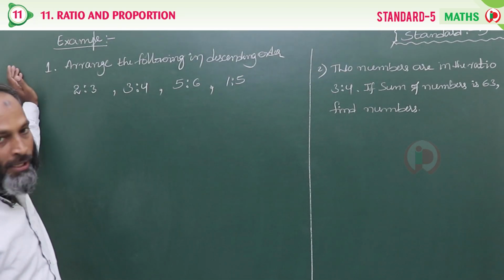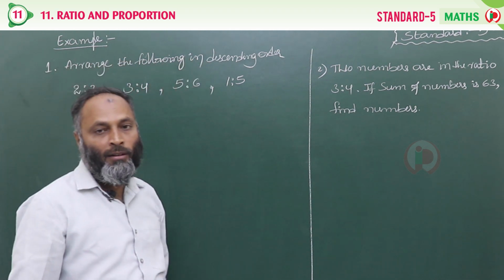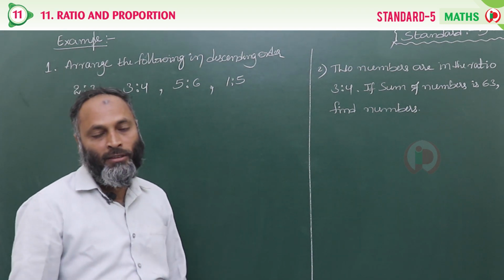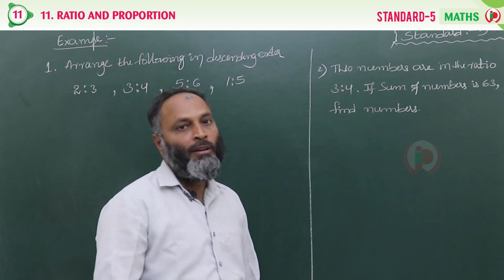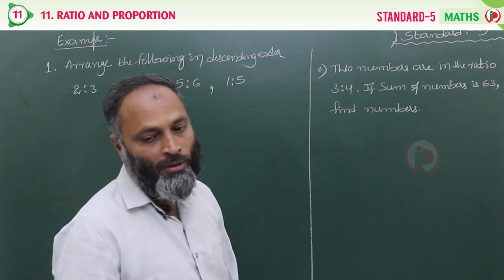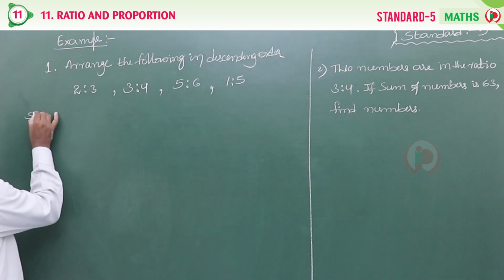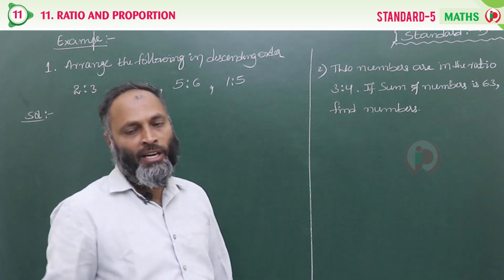Now, in the next example, arrange the following ratios in descending order. Descending order means decreasing order, and decreasing order means from bigger to smaller. So how to arrange? See here in the solution: the given ratios, first you should convert into fractions.